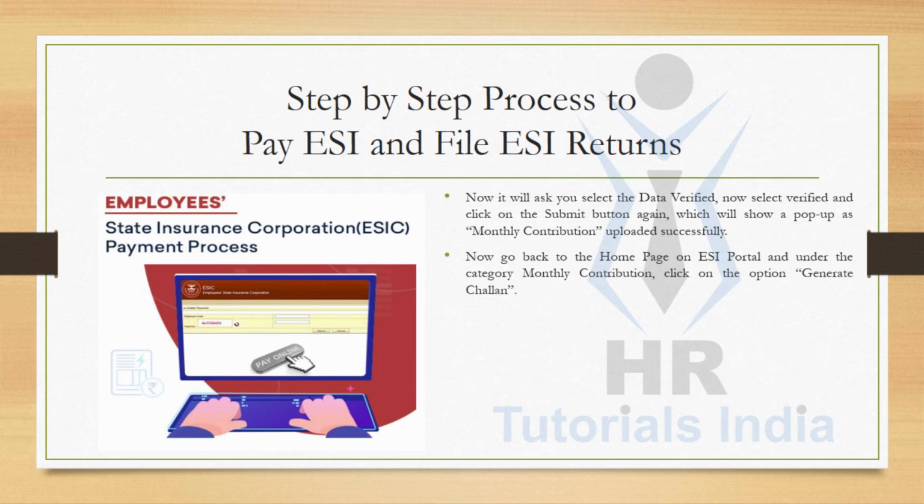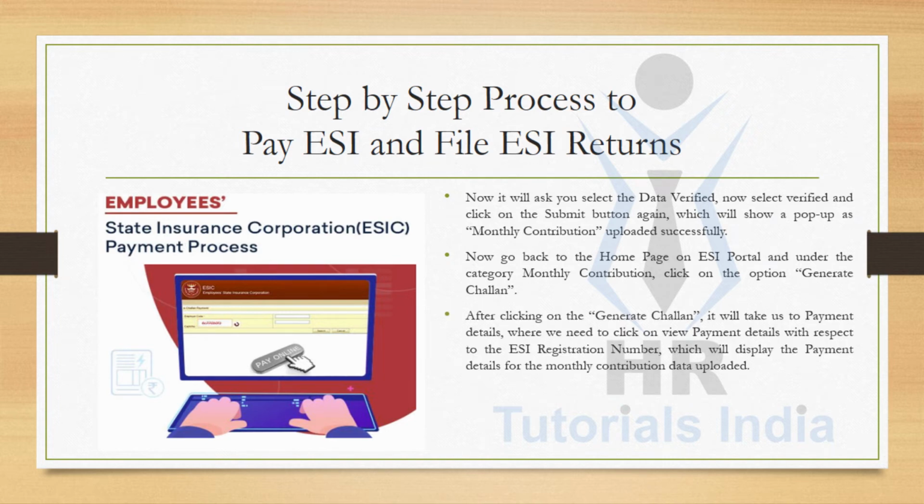successfully. Now go back to the home page on the ESI portal and under the category monthly contribution, click on the option Generate Challan. After clicking Generate Challan, it will take us to Payment Details, where we need to click on the View Payment Details with respect to the ESI registration number, which will display the payment details of the monthly contribution data uploaded.